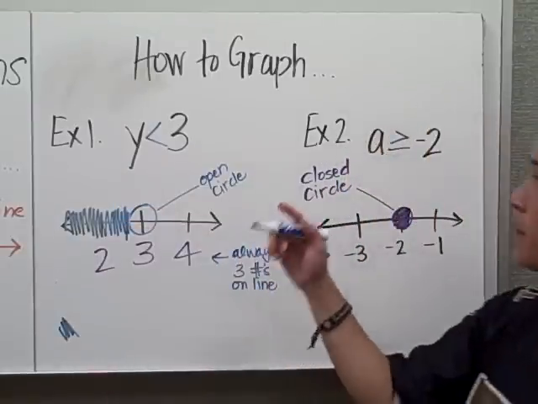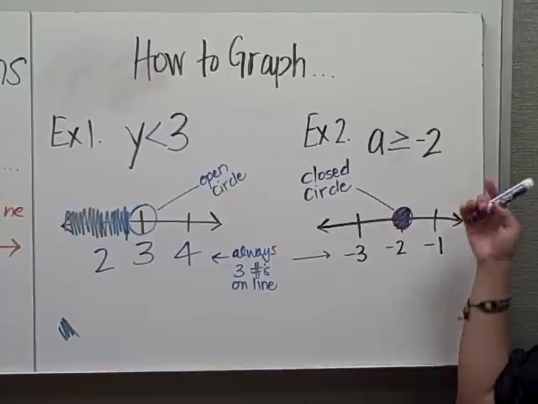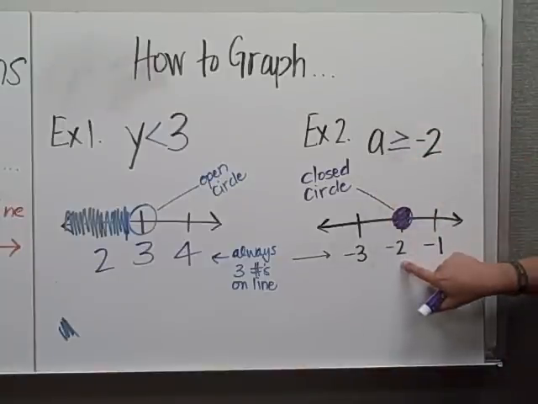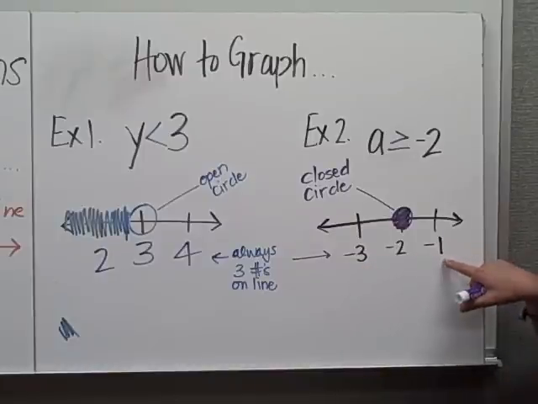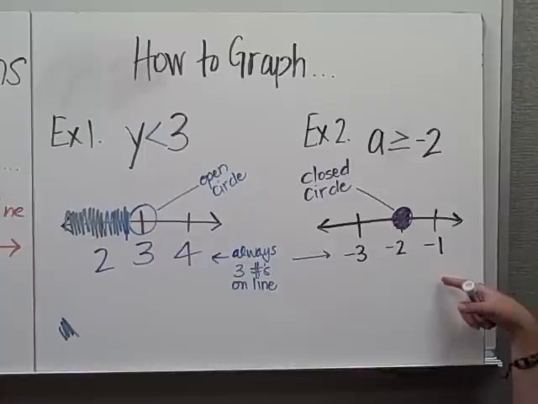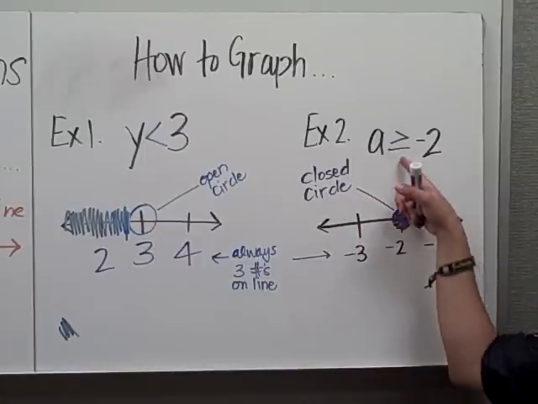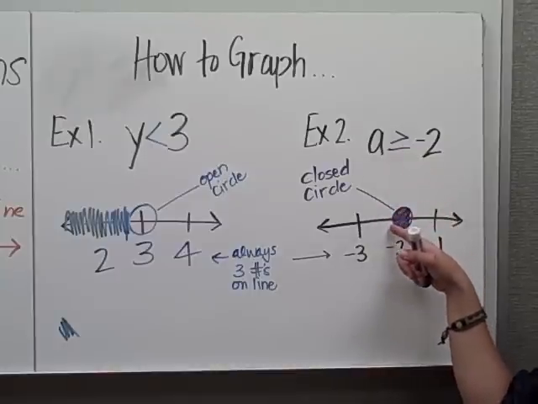Here's example 2. A is greater than or equal to -2. So let's talk about this -2 that goes in the middle. And then we have our numbers -3, -2, -1. Because we're negatives, they're going in the opposite direction. It's a closed circle this time because of our equal to. If it has that equal to, that means it's going to be a closed circle.